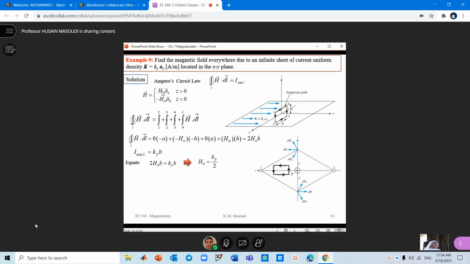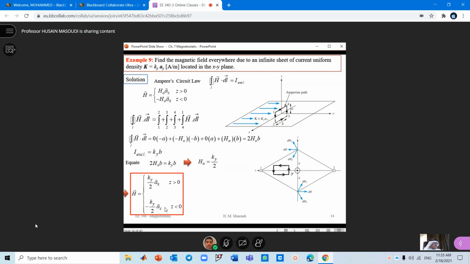So substitute in our expression here that H in general for a point above the sheet is going to be the current density divided by 2, and its direction is ax. And below the sheet, it is exactly the same, and it's going to point along minus ax. Now, you notice that there is no dimension involved in the final expression. And this is due to the infinite nature of the sheet. The sheet is infinite along the XY direction. This is if the sheet is in the XY plane.